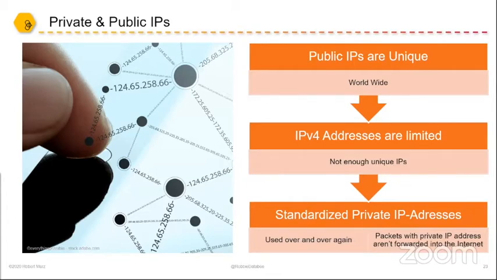Nevertheless, the networking guys are aware of the problem that these IP addresses are limited. And so they standardized on private IP addresses. Those private IP addresses are predefined ranges that are used over and over again. And since those addresses are private, packets with an address in a private network won't be routed to the internet because no internet router knows which is the real destination.